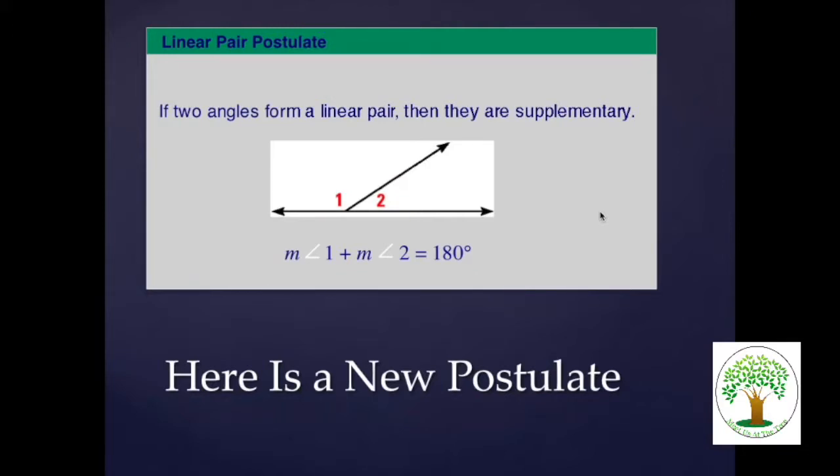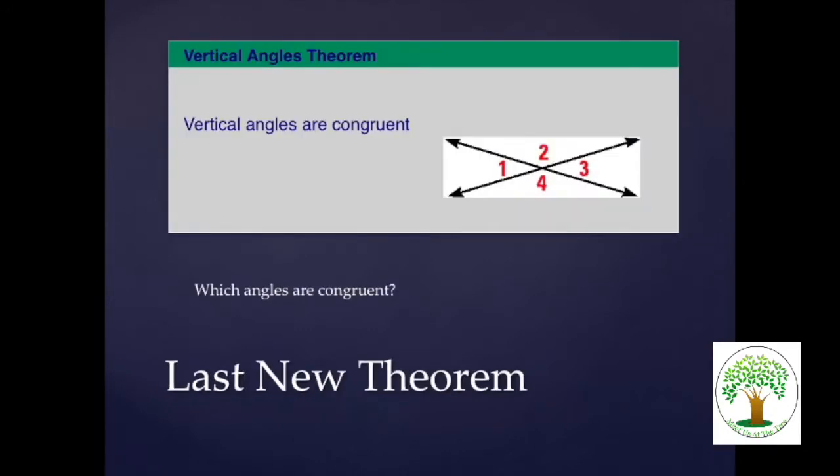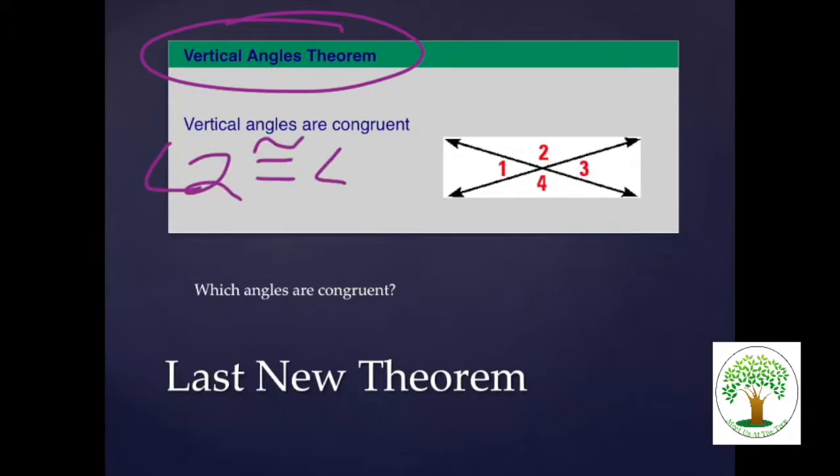Next, last one, I believe, is called the vertical angle theorem. It's called the vertical angle theorem. This just says that vertical angles are congruent. Which ones are vertical angles? Ones that are across from each other. And they are what numbers? Like 2 and 4, 1 and 3. So angle 2 is congruent to angle 4, and angle 1 is congruent to angle 3. That looks like a 4 right there, by the way.